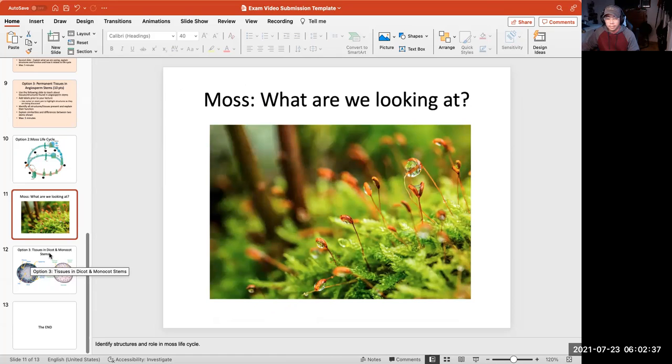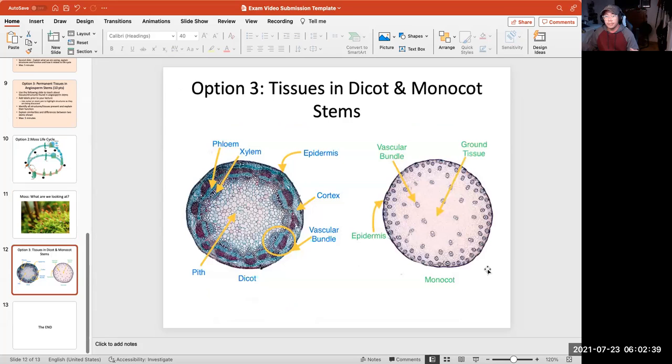So now with the second one, we have the tissues in dicot and monocot stems. The difference in structure between dicot and monocot is complexity. In dicot, we have many layers in its structure versus a monocot stem, which looks more simple, but certain structures within both do share the same function.